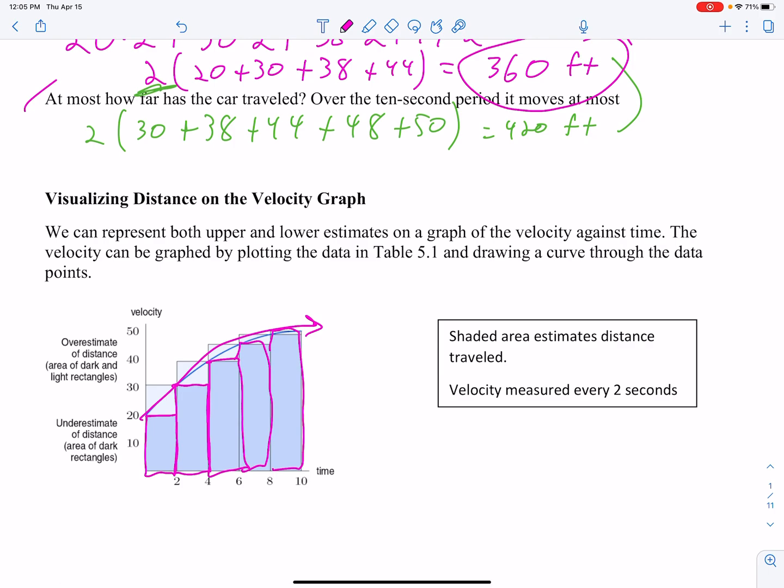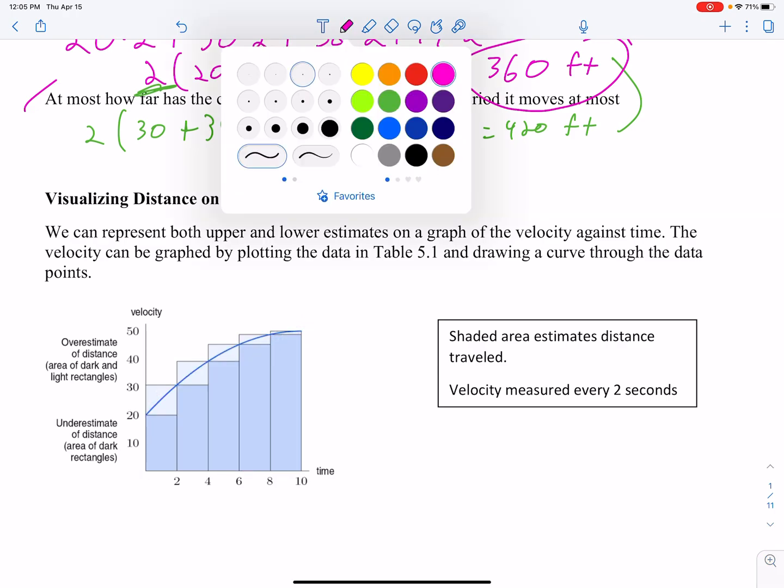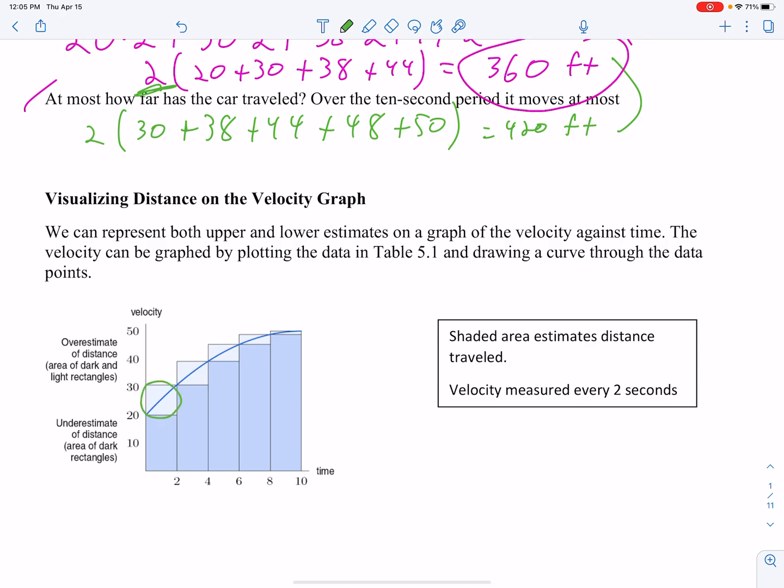Now, if you notice also, so let me clean this up. If you notice also these lighter looking rectangles, so think of them more like this. These are the rectangles, the whole thing: the dark part plus the light part, like that. If we add up all these, this would be called a right-hand sum, and this will be an overestimate for an increasing function.